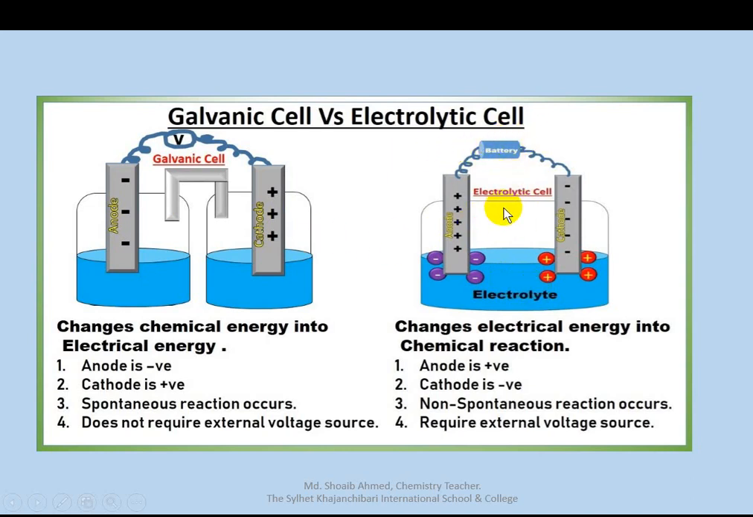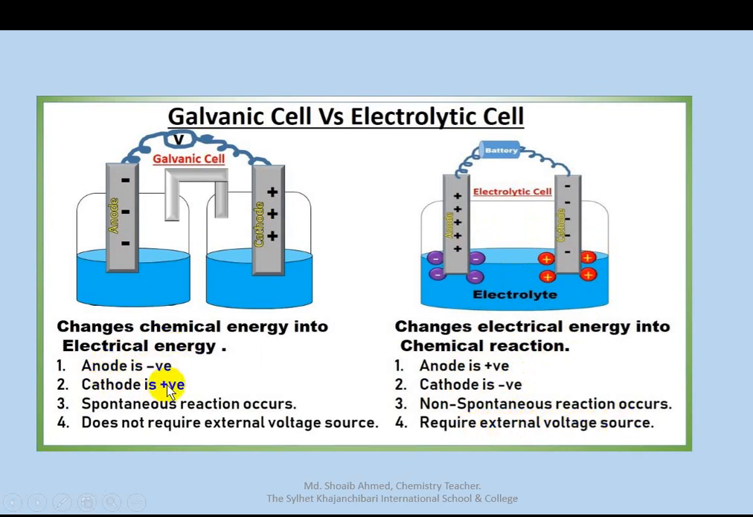Electric energy is converted into chemical energy. And here chemical energy is converted into electric energy. Anode is positive in an electrolytic cell. Cathode is negative. It requires an external voltage source.